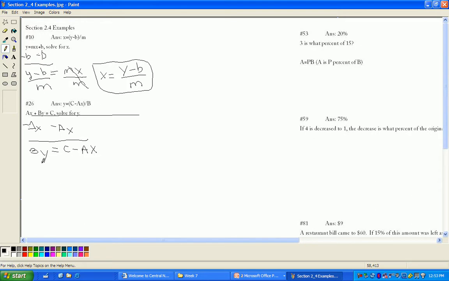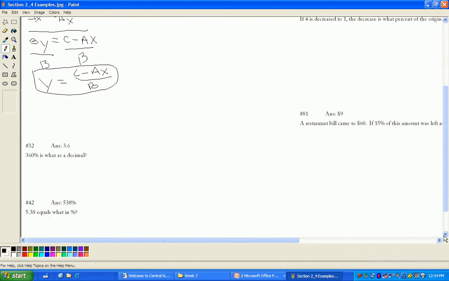Now we want to get y by itself because it's asking us to solve for y, so we divide both sides by b. And y ends up equaling c minus ax divided by b. And the answer in the back of the book was exactly that, so we did that correct. Let's go and scroll down here.